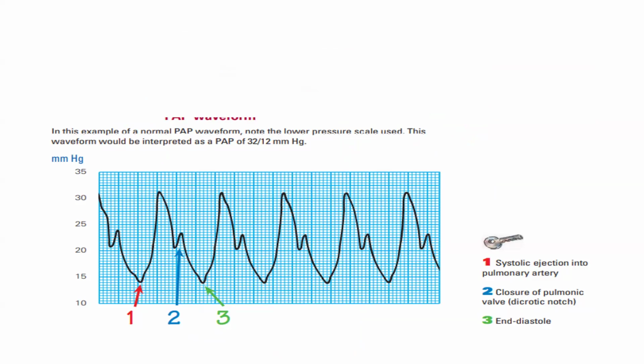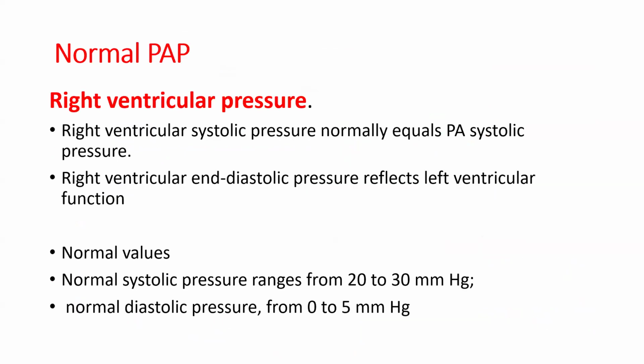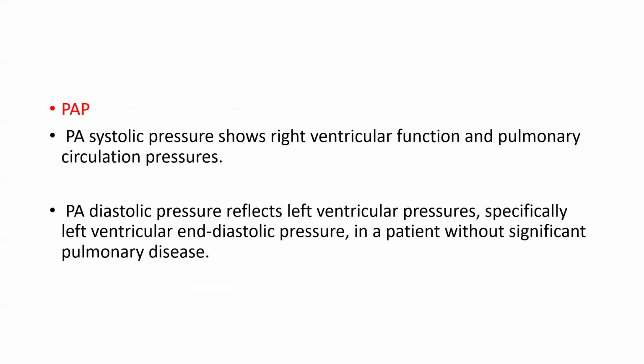The red arrow will represent the systolic ejection into the pulmonary artery. Then the blue arrow will represent the closure of the pulmonary valve, and the third is representing the end diastole. So normal pulmonary artery pressure: the right ventricular systolic pressure normally equals the pulmonary artery systolic pressure, and the right ventricular diastolic pressure reflects the left ventricular function. So normal systolic pressure ranges from 20 to 30, and diastolic pressure ranges from 0 to 5.